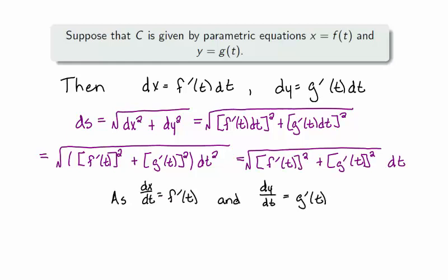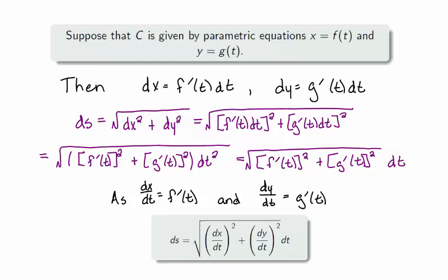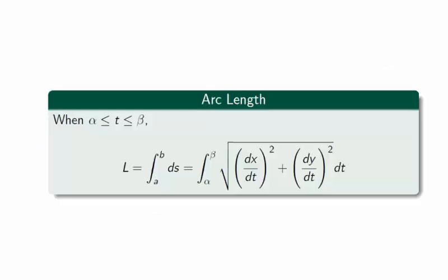As dx/dt equals f prime of t and dy/dt equals g prime of t, the equation becomes ds equals the square root of (dx/dt) squared plus (dy/dt) squared times dt. Therefore, the formula for the arc length of a parametric curve when alpha is less than or equal to t, which is less than or equal to beta, is given by L equals the integral from a to b of ds, which equals the integral from alpha to beta of the square root of (dx/dt) squared plus (dy/dt) squared dt.